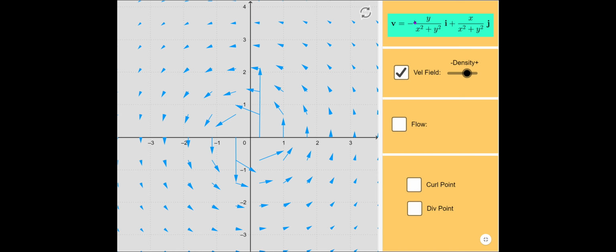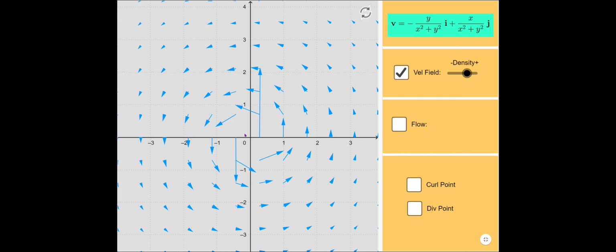Notice this involves x and y, and this involves x and y. The fact that this involves x and y means that if I have some point over here, it has a certain x and a certain y. So if you put in, say, x equal to 1 and y equal to 0 into this, you'd get 0 over here and you'd get 1 over here.